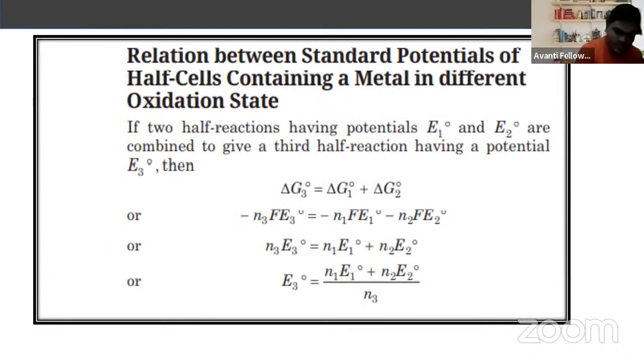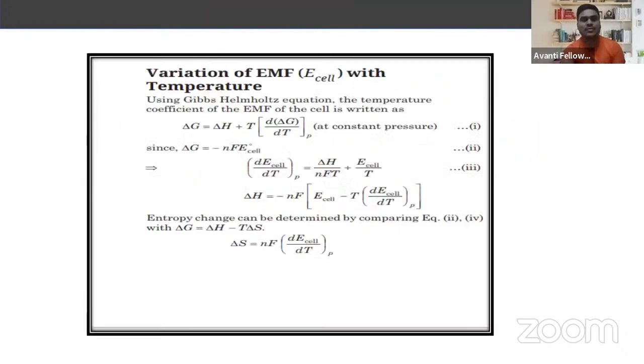So this is the relationship between the standard potential of the half cell containing a metal in a different oxidation state. If two half cells having potentials E1 and E2 are combined to give a third half cell reaction having a potential E03, then we can write delta G is nothing but G1 plus G2, or we say E03 comes out to be n1E1 plus n2E2 upon n3. So this is how we can actually calculate.